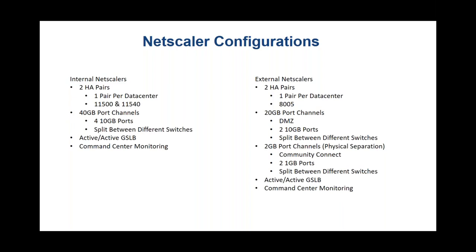For our external, the only real difference we have here is instead of having four 10 gig ports together, we now have two 10 gig ports together, and that handles all of our DMZ connectivity. We do have two 1 gig ports channeled together, and those again are our active. And what that's for is our community connect. For Epic, we basically have another farm that it connects to in its own siloed DMZ connectivity zone. So we just physically separated the connections itself.